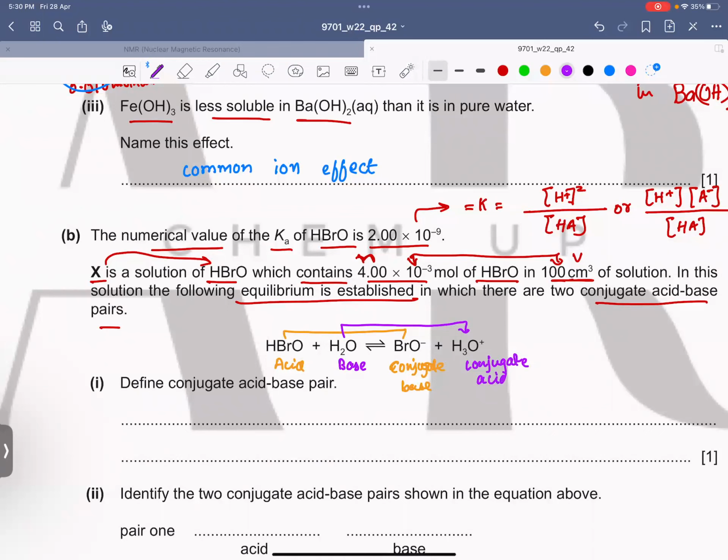So if you compare one pair which is mentioned by the yellow, what is the difference between these two? Or if you relate the two which are mentioned by the purple, what is the difference between these two? There's a difference of a hydrogen atom. A hydrogen ion, not an atom. Sorry. Here the hydrogen ion is being released from this one, and here the hydrogen ion is being added to this one. So that's how you can define the conjugate acid-base pair.